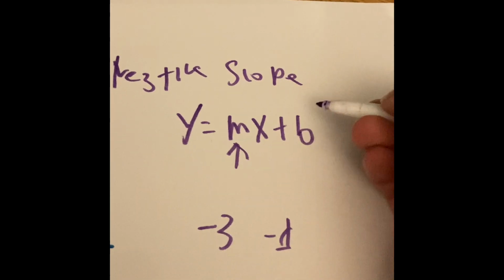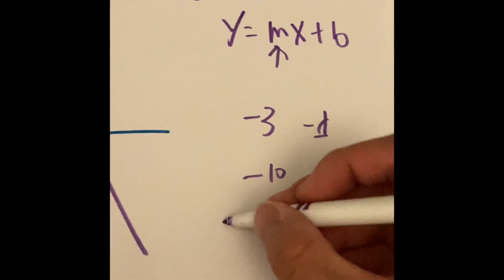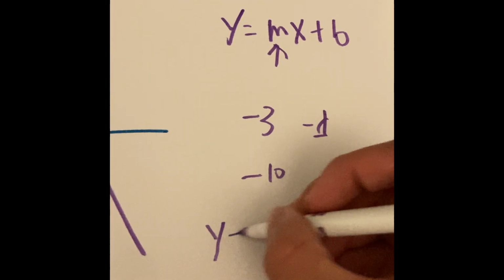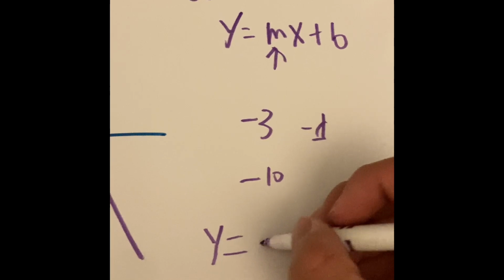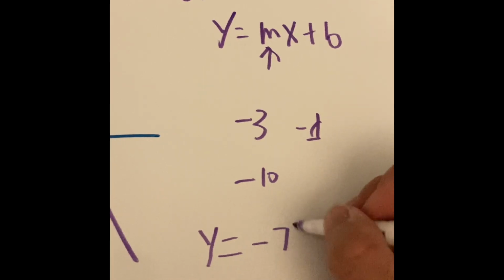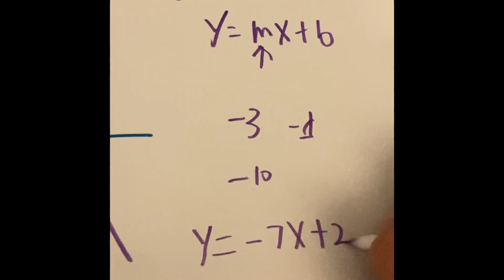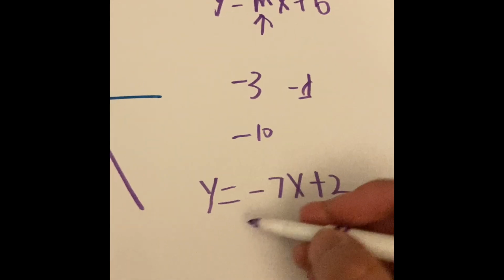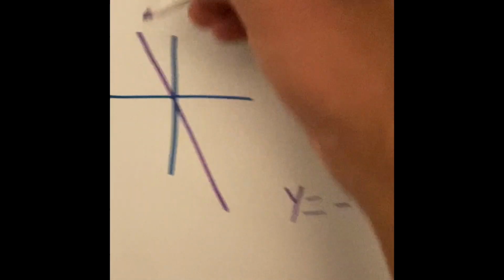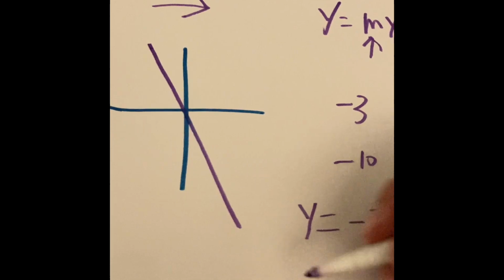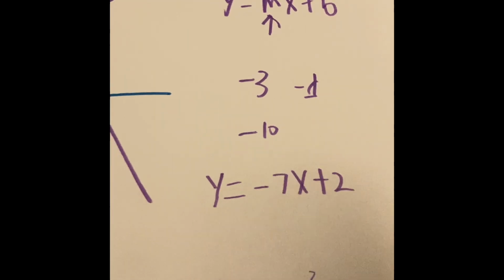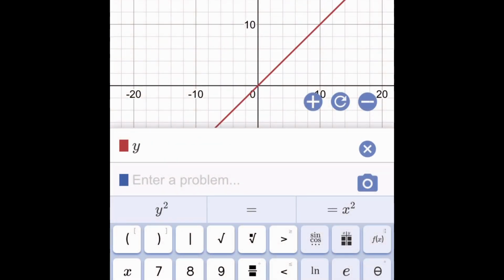Well, let's show an example. We have the equation y equals negative 7x plus 2. So pretty much, this is going to show a slope that's going way down. This is what the slope looks like.